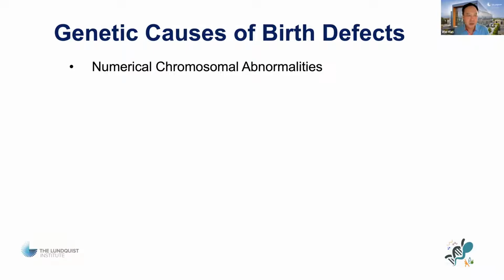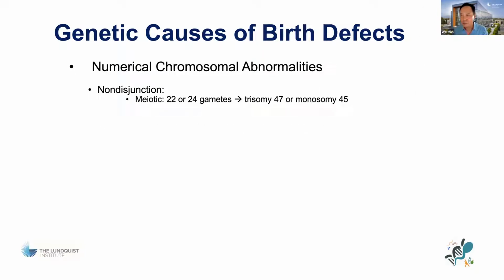The first one is the so-called numerical chromosomal abnormalities. This refers to an abnormal number of chromosomes, and it's mostly caused by so-called non-disjunction, meaning that when chromosomes segregate, they don't segregate correctly. I'm going to show you an example in the next slides. This can happen during meiosis. Remember one important thing: meiosis is unique to germ cells only. Your somatic cells undergo mitosis, and meiosis only occurs during germ cell development.